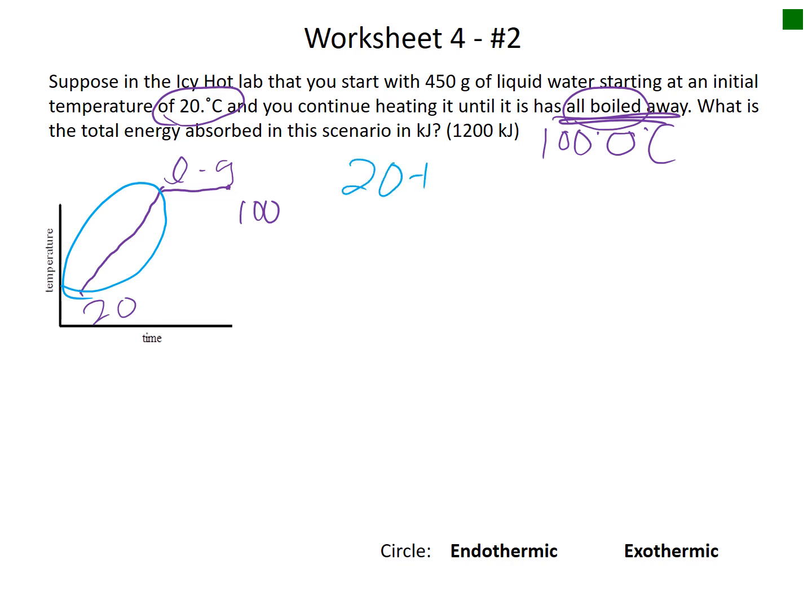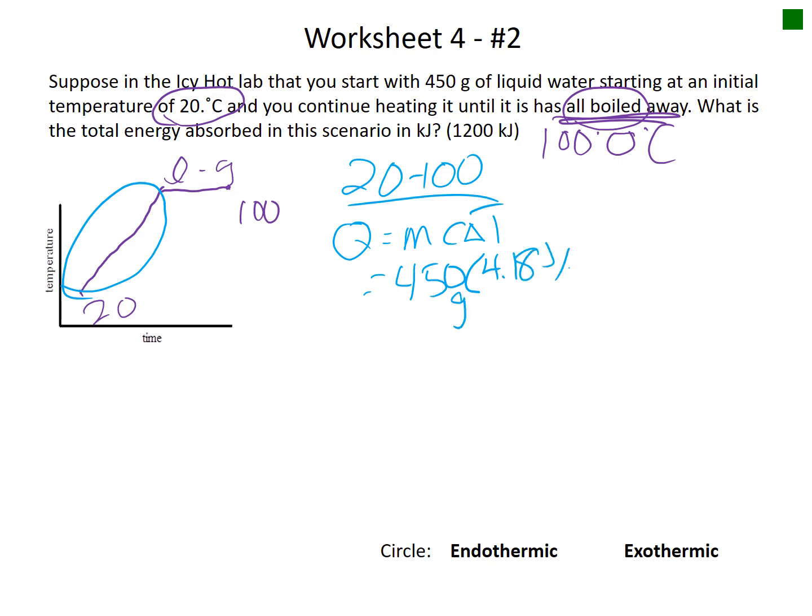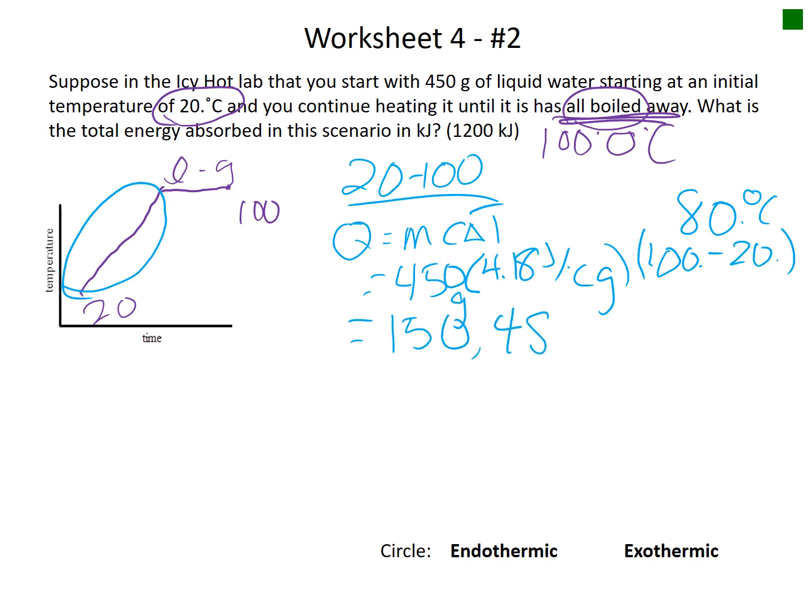So to go from 20 to 100, I know I'm going to be using my formula Q equals MCΔT. In this case, Q is my energy, is what I'm trying to solve for. So that is going to be my variable. My mass in this case is 450. My C value is 4.18, and that you can look at your constant sheet for water. My delta T is always going to be final temperature minus initial temperature, so it's 100 minus 20. In the end, I end up getting 80 degrees Celsius as my temperature change. When I multiply all of those out, I end up getting that it took 150,480 joules to increase my temperature 80 degrees.